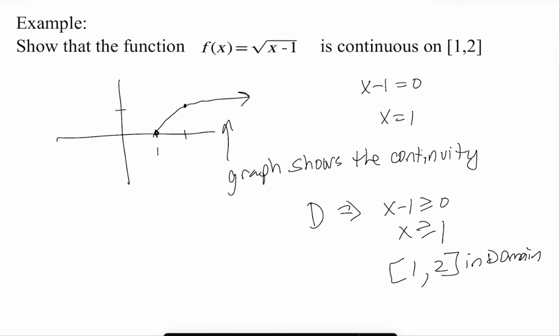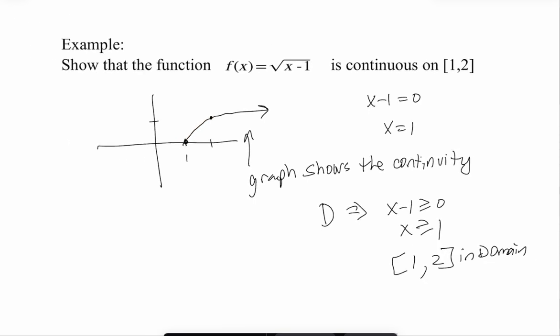So you can either talk about what the original domain is. Hey, this function works for anything that is greater than or equal to 1. So if I know that, then 1 to 2 is definitely a continuous spot. I never have to lift my pencil when I'm drawing that from 1 to 2. Okay? So that's kind of what they're getting at there.